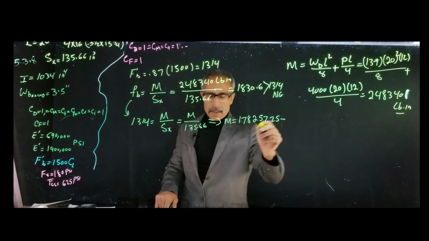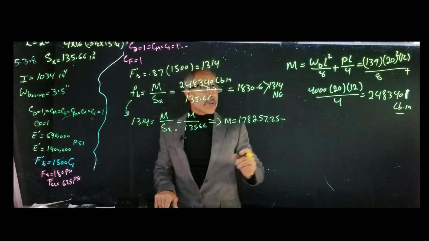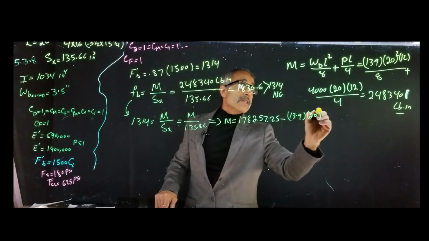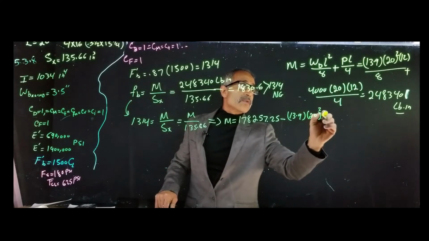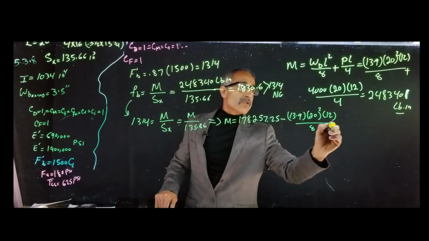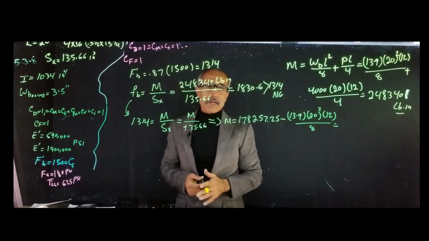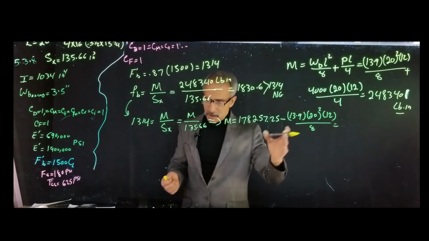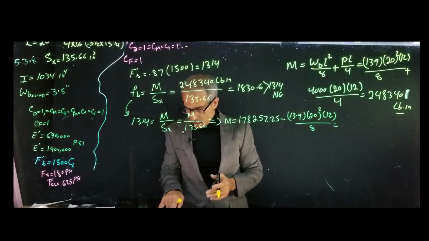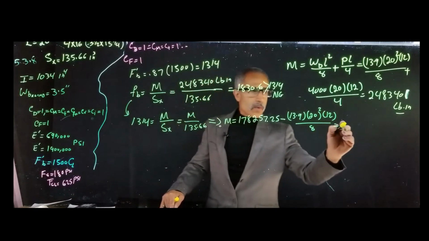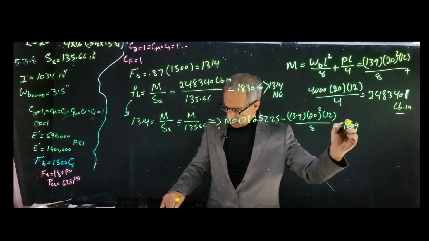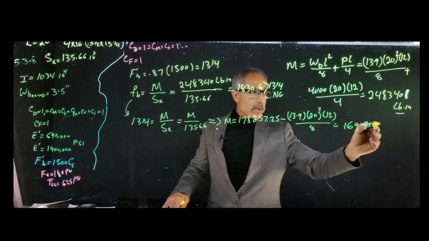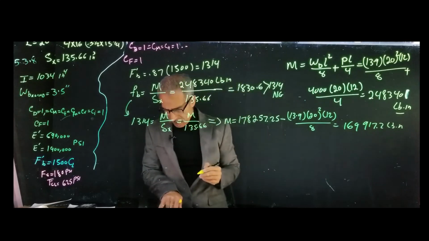So if I take that minus this value, which comes out to minus 13.9 times 20 squared times 12 divided by 8. So what I did basically, I took the weight of the beam. And you can leave it be, or you can take this out to be more exact. Doesn't matter. So now it comes out to 169,917.2 pound inch. Now I have that.